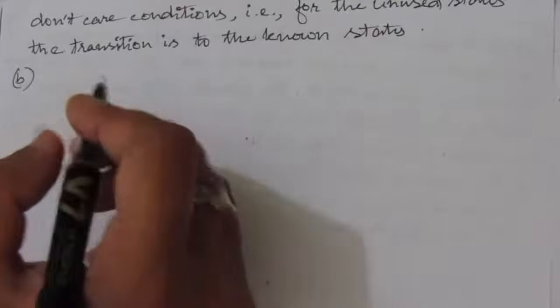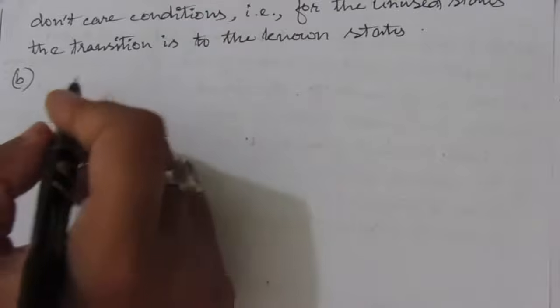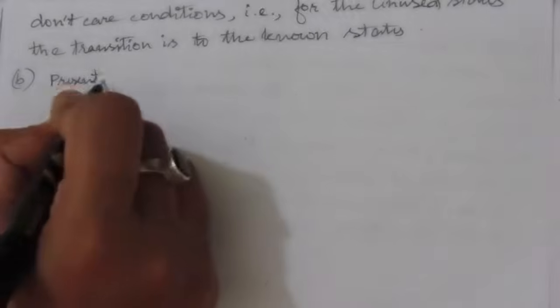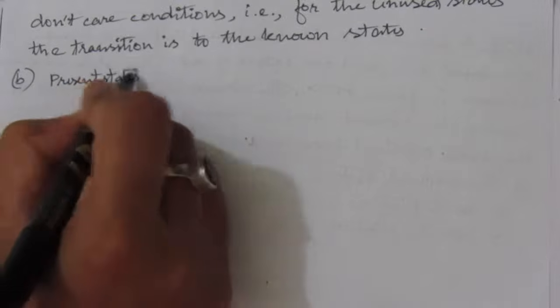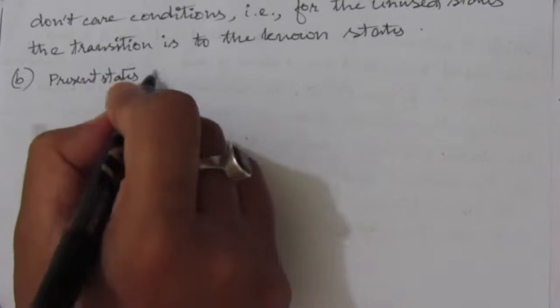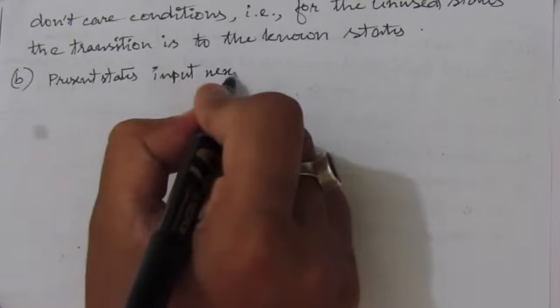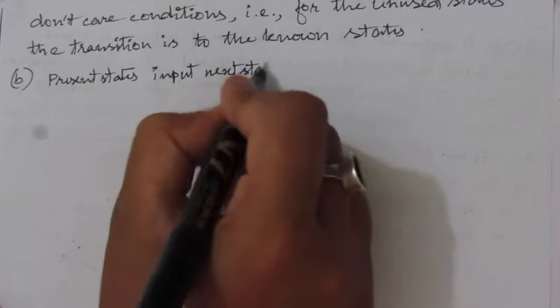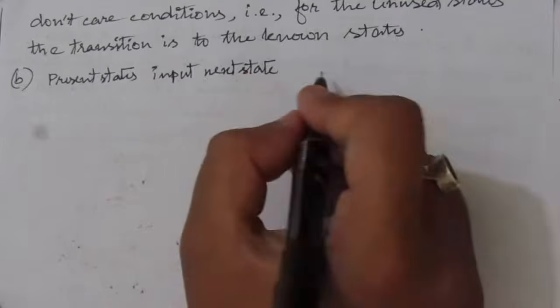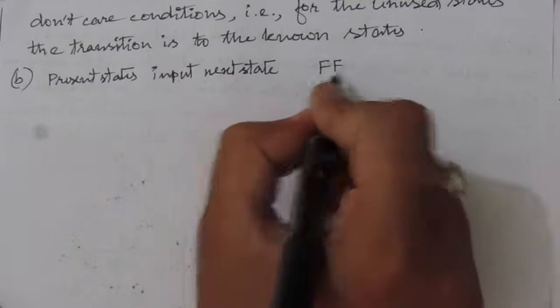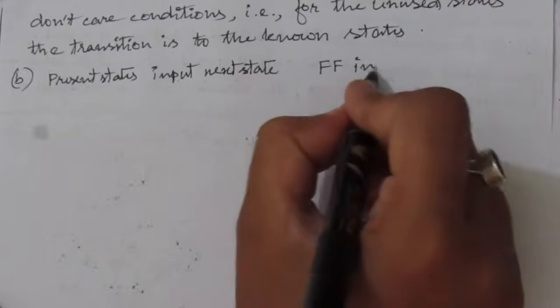Now let us find out the excitation table. Here we have present states, then we have input, then we have next state, and then we have flip-flop. This is FF, meaning flip-flop inputs.